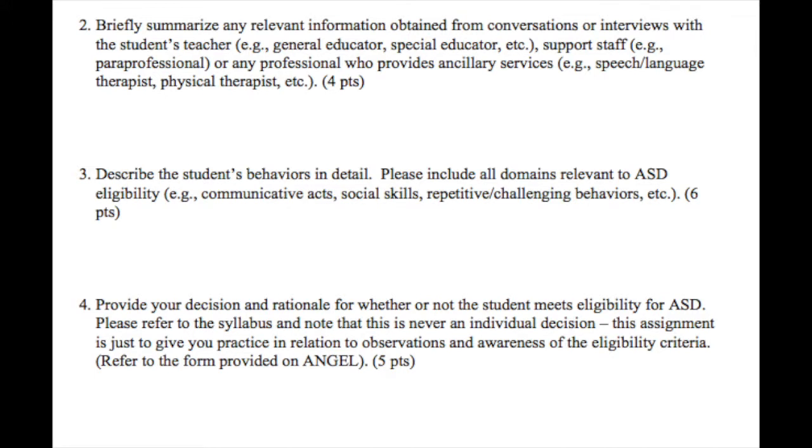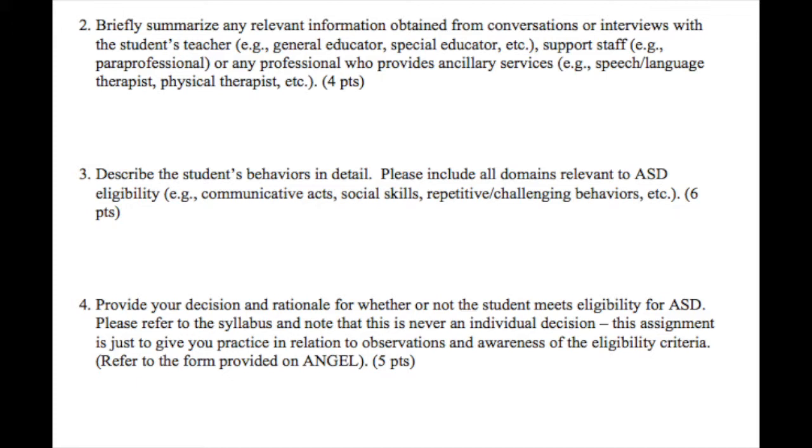This next part, question 2, you're going to summarize information from conversations or interviews that you have with other service providers, such as speech and language therapists, social workers, physical therapy, occupational therapy. And so you're going to talk about their perspectives on the student. And you want to try to be more objective rather than subjective.